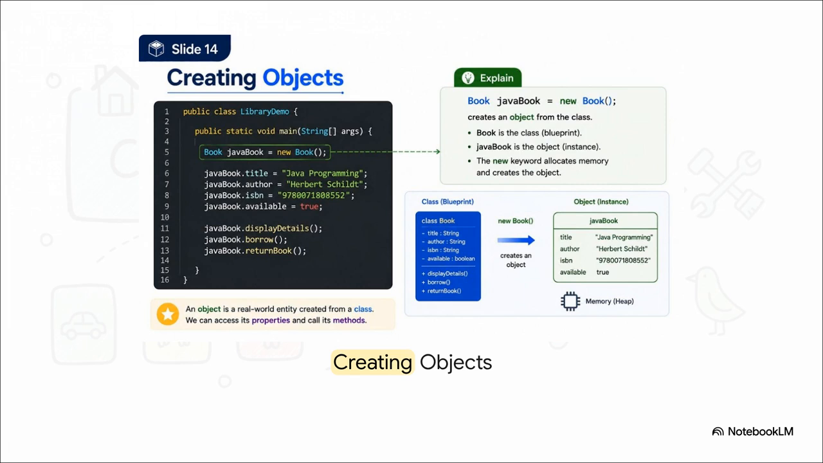See that little word new? It is incredibly powerful. It basically acts like a construction crew. When you run your program and the computer hits that keyword new, it goes straight into the computer's memory, carves out a physical space, and constructs a brand new, real object based on your book blueprint. And once it's created, we can give it specific property values, like setting the title to Java programming, and we can start triggering its methods.